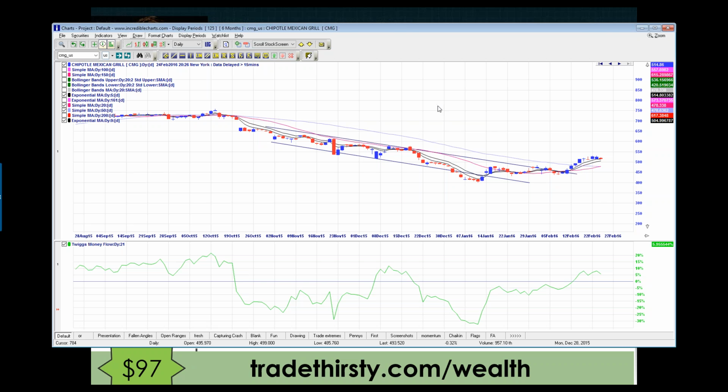Is the Twigs money flow indicator available on Think or Swim? Yes. In fact, the Twigs money flow will come as part of your package. It's already pre-packaged and ready to go for TC2000, Metastock, Think or Swim, TradeStation. What else am I forgetting? TC2000, by the way, is of course the same as free stock charts. Twitter.